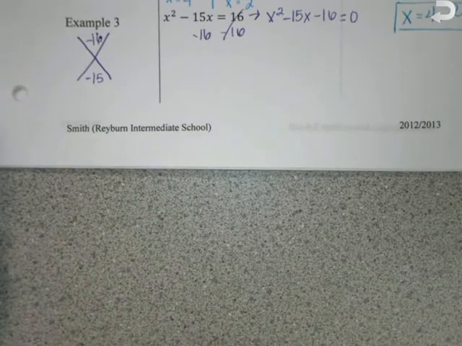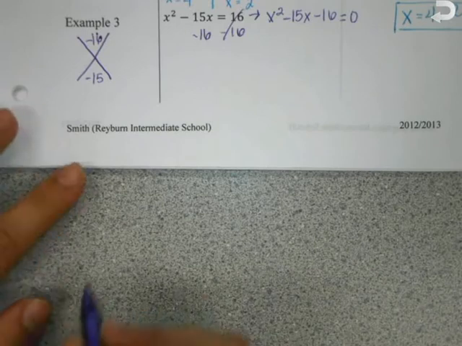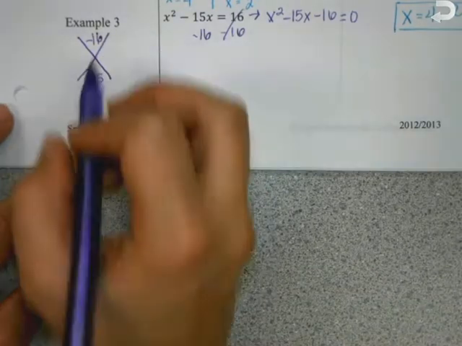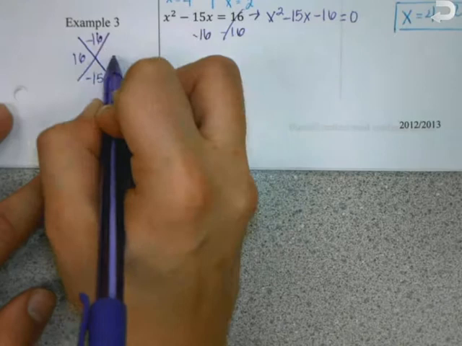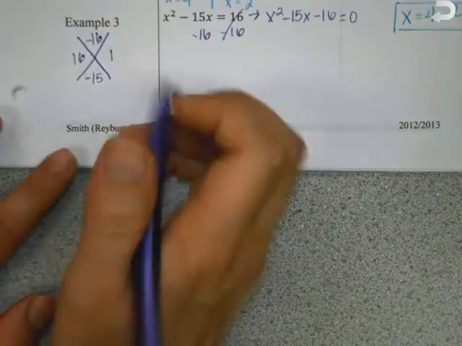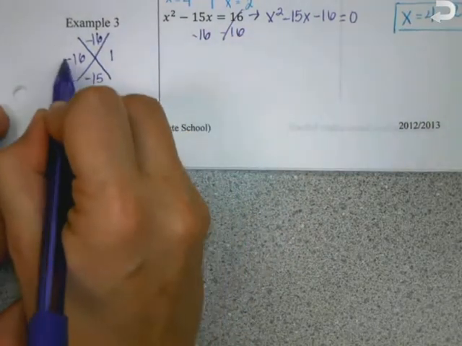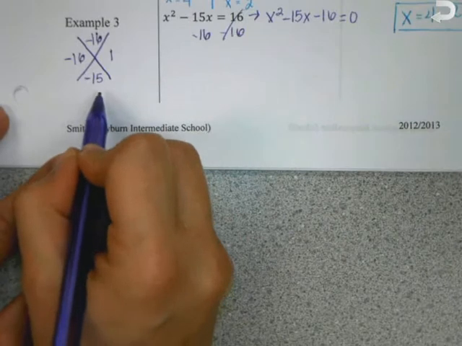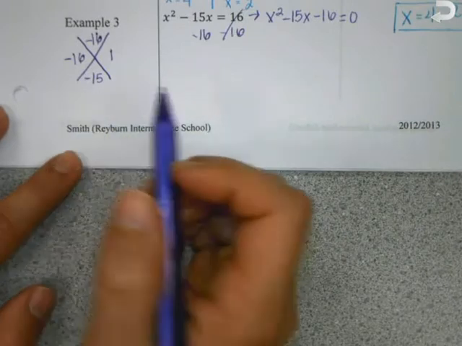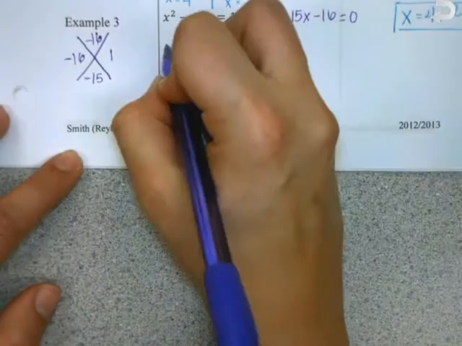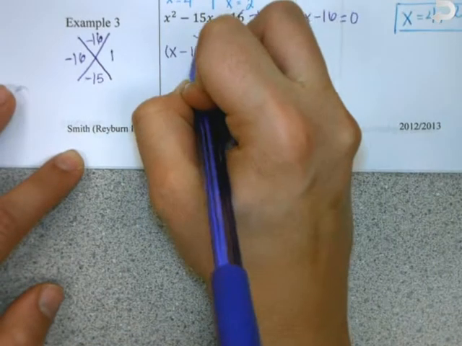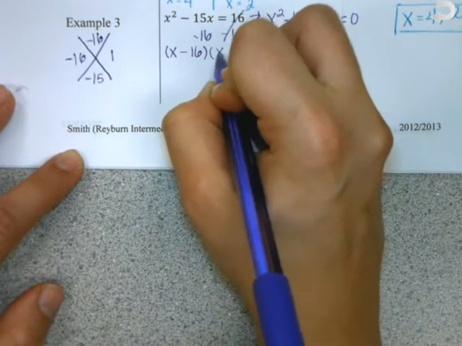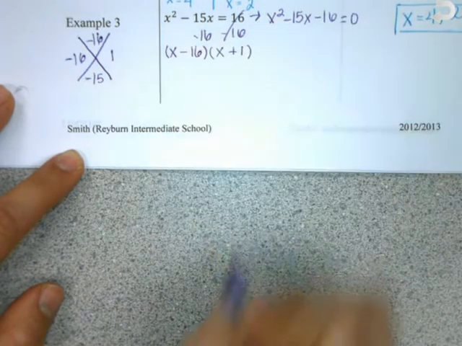You guys are close. You know it has to be 16 and 1. Which one has to be negative? 16. 16, because the 15 is negative, right? Okay, so how would that factor? x minus 16 times x plus 1. All of that is equal to 0.